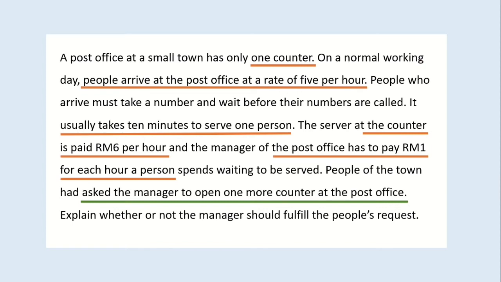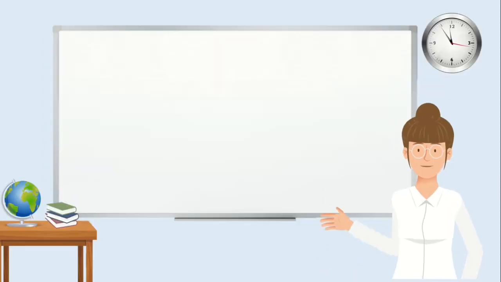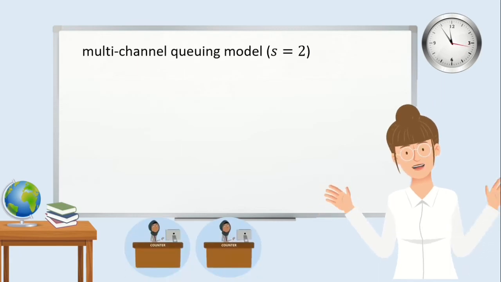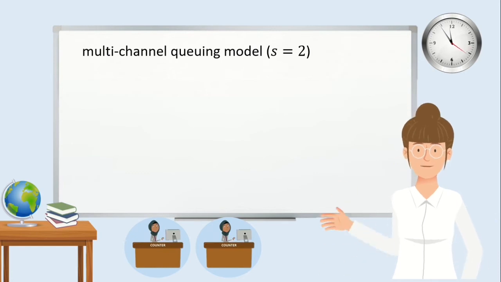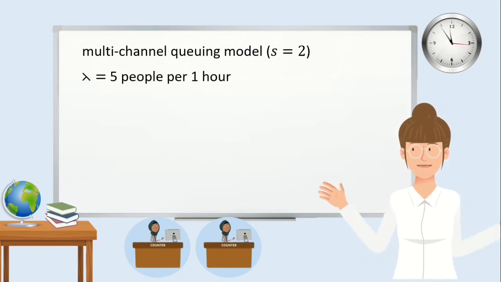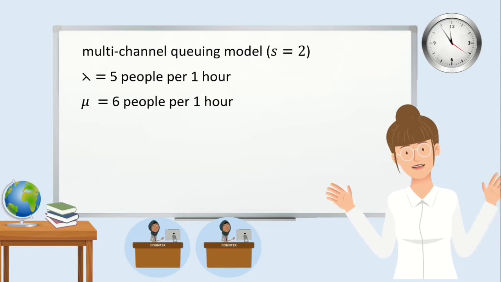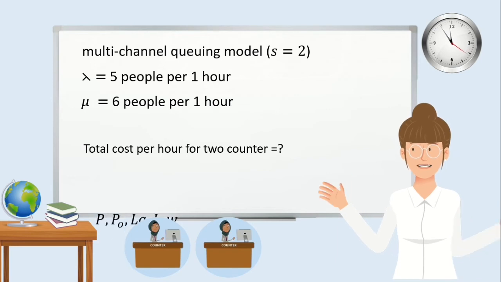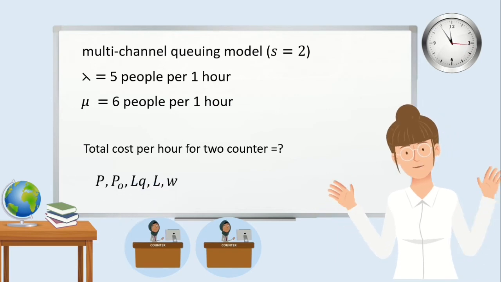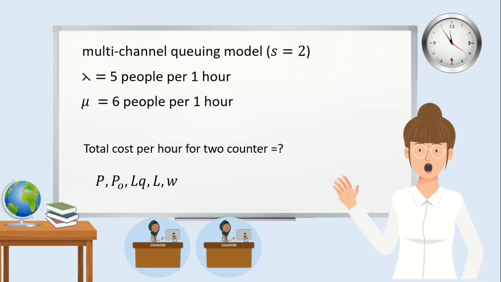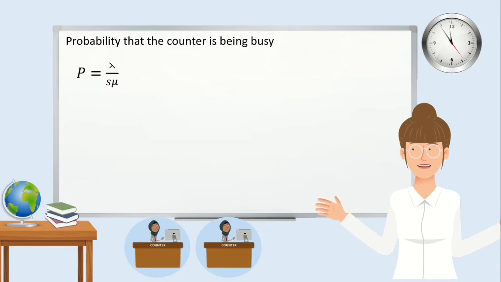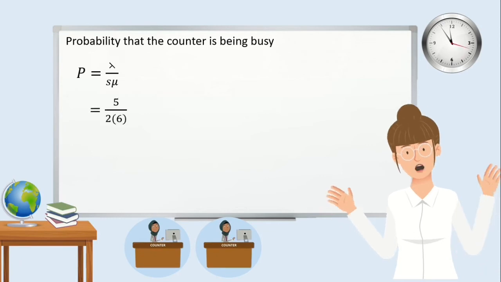People of the town had asked the manager to open one more counter at the post office. Since there are 2 counters that are open, this can be assumed as multi-channel queuing model with S equal to 2. Lambda and mu value are same as before. In order to find the total cost per hour for 2 counters, we must know the value of rho, P0, LQ, L, and W. For probability that the counter is busy, rho is equal to lambda over S times mu.